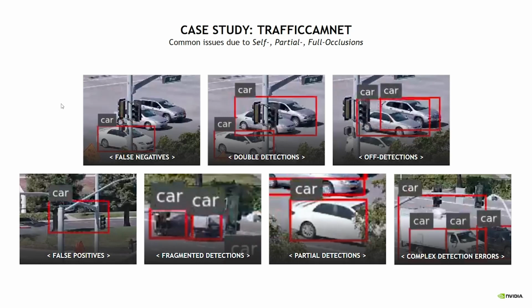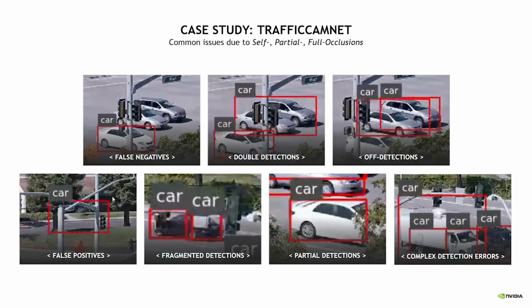Because of the self-occlusions and partial or full occlusions, some typical issues you may find from the video in the last slide would include false negatives, as you can see in this figure. There are two cars behind the traffic lights, but they were not detected. Double detection is when a single bounding box captures multiple cars in it. Off detection is when the bounding box is not quite right in terms of location and size. It is not centered at the object center.